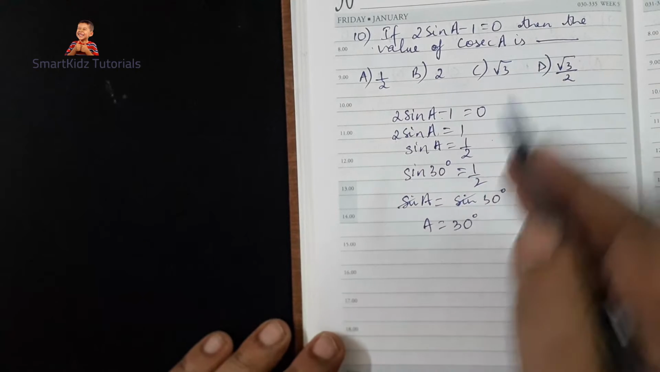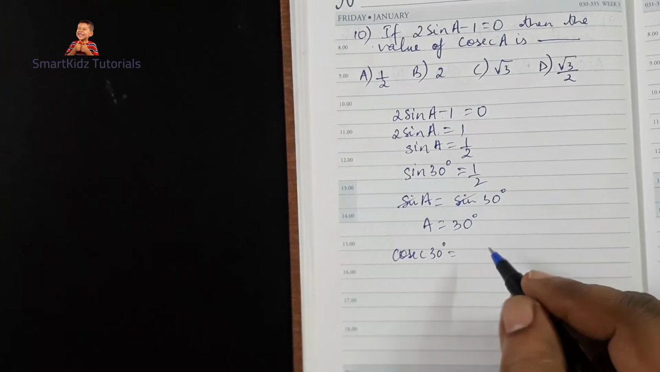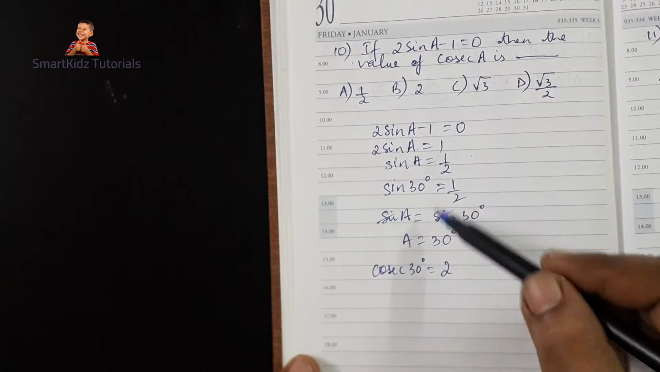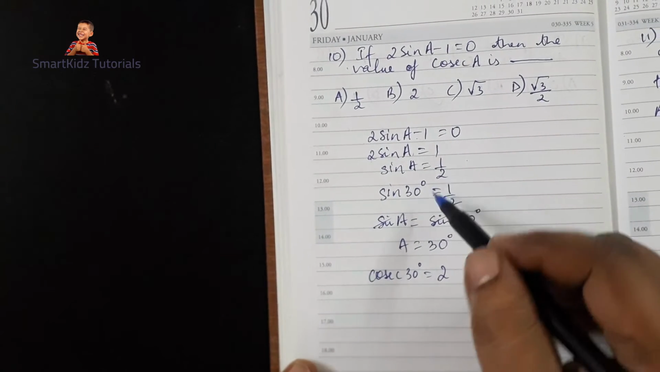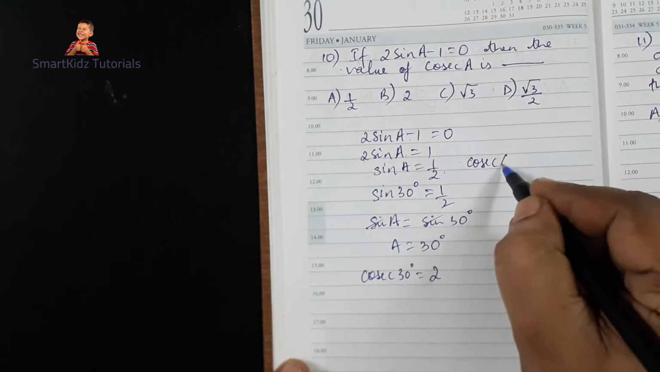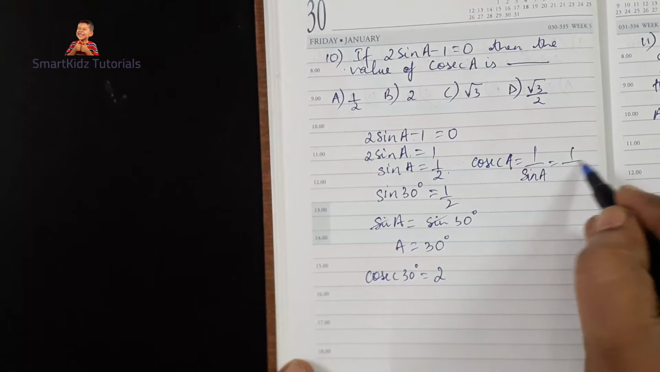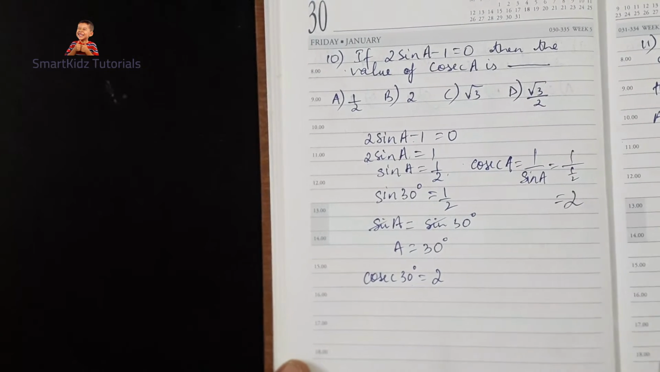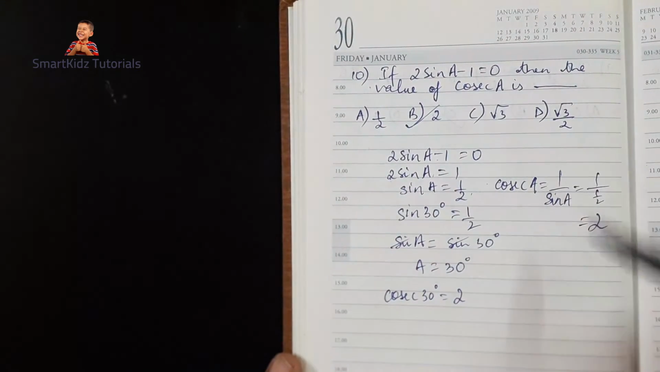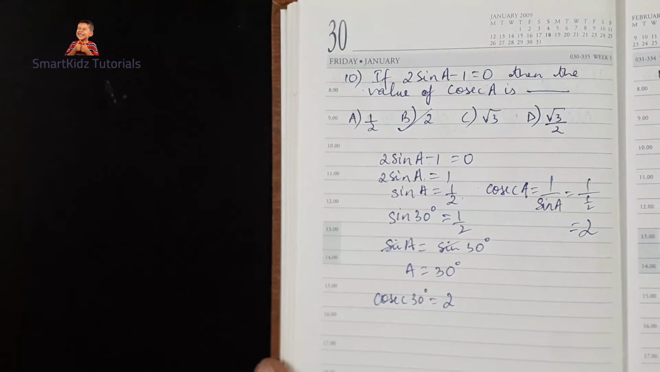So if you take cosec of 30 degrees, sine of 30 degrees is half, so cosec of 30 degrees is 2. And there's another way to do this, even if you don't find out the degrees. Sine A is equal to half, right? So we know that cosec A is equal to 1 upon sine A. That would be 1 upon half, and that should come to 2 as well. Whichever way you do it, the answer should come as 2, the correct choice being B. Next question.